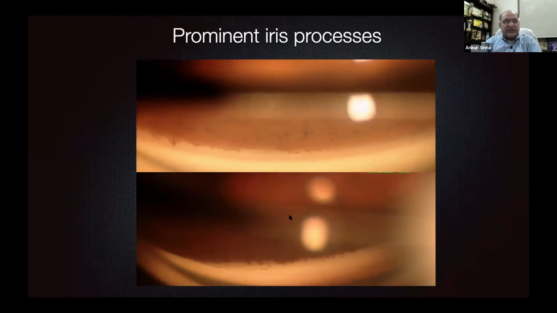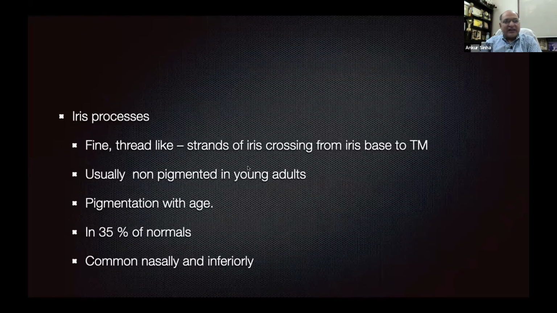Prominent iris processes are fine, filiform, thread-like structures arising from the iris, and they are usually non-pigmented in young adults, but as age advances, they can get pigmented.